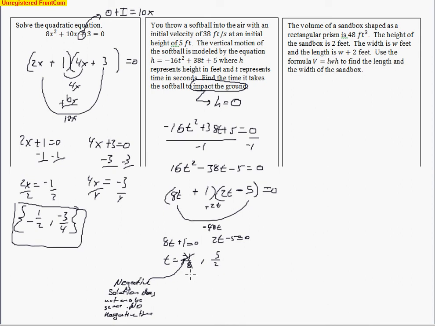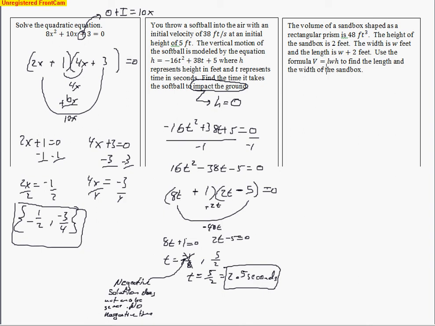So the time is going to end up being 5/2. Just change that to an easier number to represent, 2.5, and that's where we end up liking to use the decimal form or the mixed number form, when we're trying to understand what that number is. So 2.5 seconds is the time it takes that softball to hit the ground.